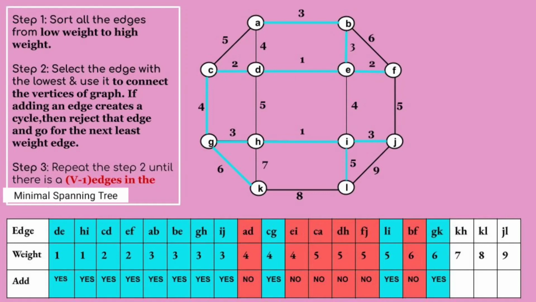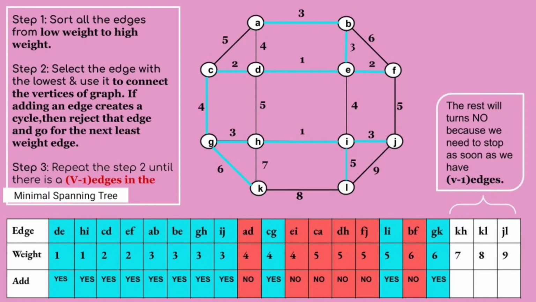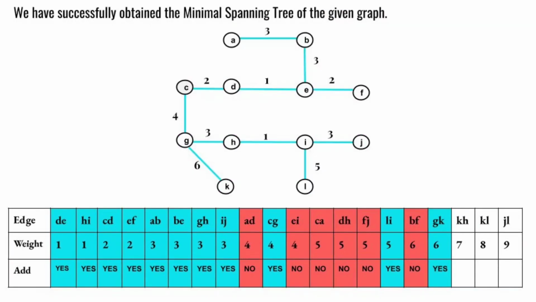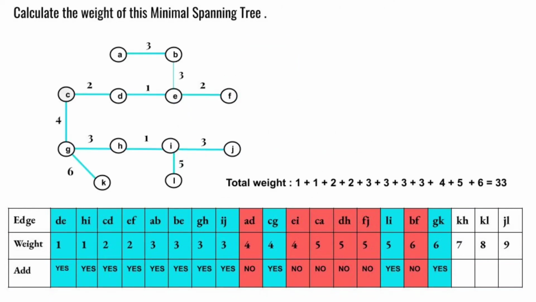Note that we are keeping a track of the number of edges in MST because according to the step 3, we need to stop as soon as we have v-1 edges, which is 11 edges to add. The rest will turn no because there's already 11 edges added to the minimal spanning tree. We have now the minimal spanning tree. Last but not least, we have to calculate the weight of this MST by adding the weight of individual edges in this tree. We can see that they add up to 33.